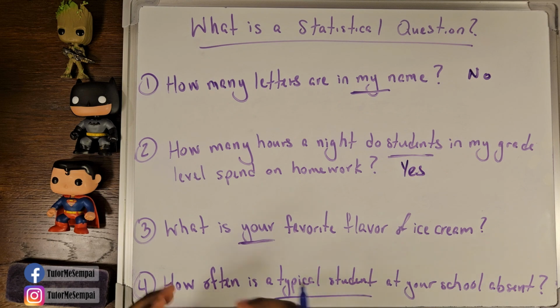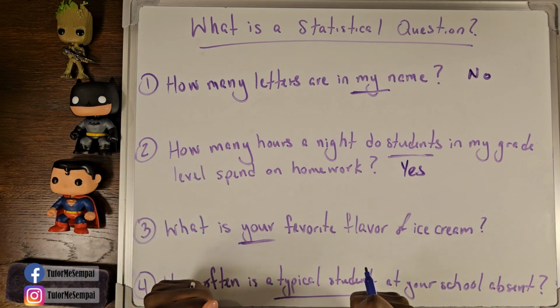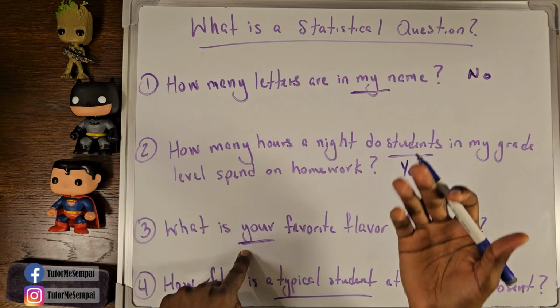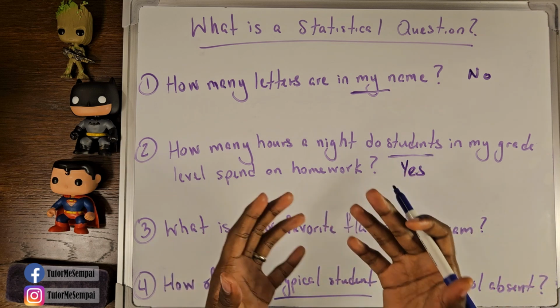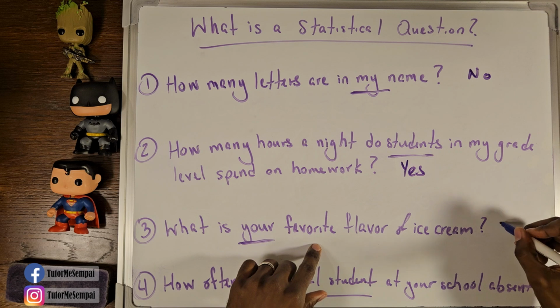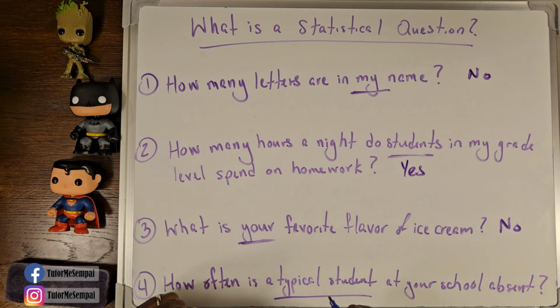How about number 3? What is your favorite flavor of ice cream? Is this a statistical question? First, what is the pool? You are the pool. If you're the only pool, it's probably not going to be a statistical question because that's not going to vary. So this is going to be a big no. How about this last one? How often is a typical student at your school absent?